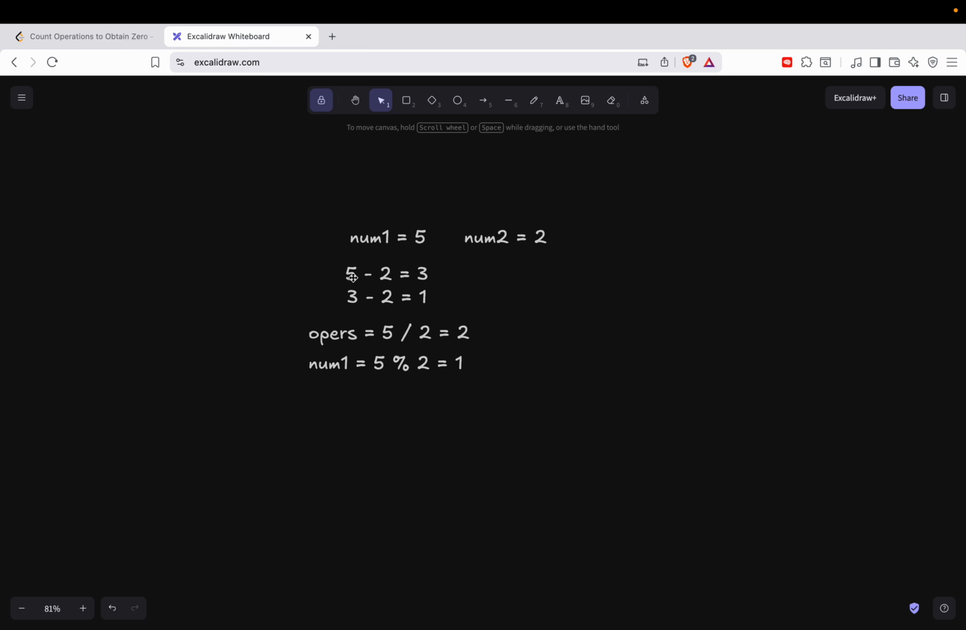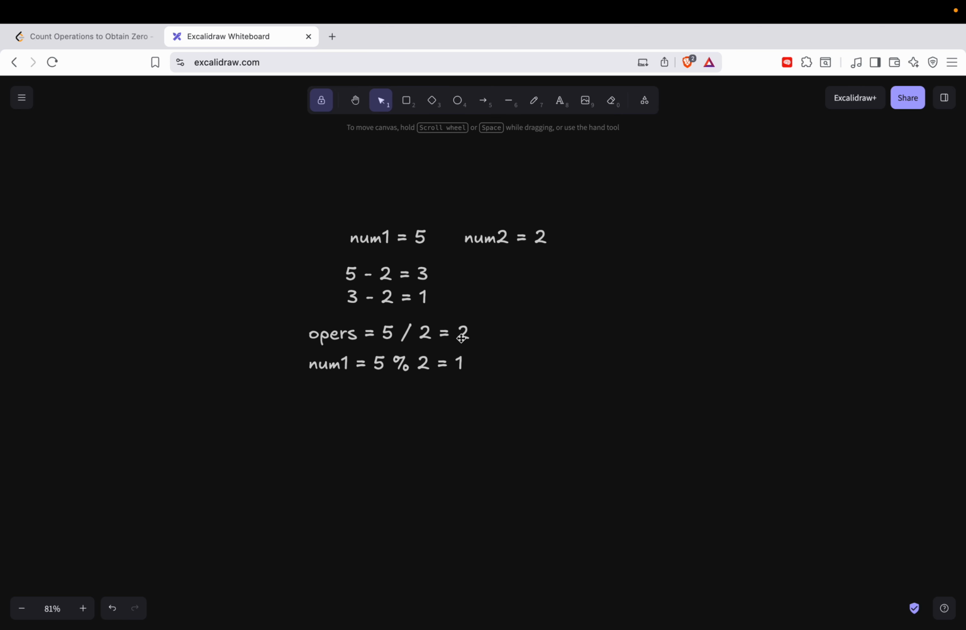We go all the way until num1 is less than num2. So 5 minus 2 is 3, again 3 minus 2 is 1. Since 1 is less than 2, we cannot subtract further. Our condition says we have to subtract num2 from num1 as long as num1 is greater than or equal to num2. So for given num1 and num2, how many times can we subtract num2 from num1? That is basically num1 divided by num2, which gives 2.